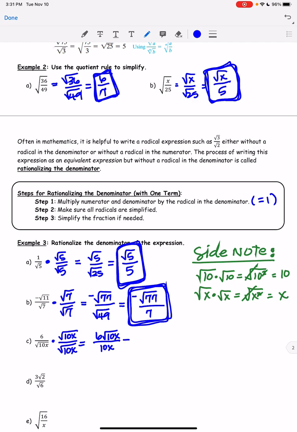Now here we can simplify. I can't simplify anything with that square root 10x, even though that exact same thing is in the bottom, one's inside a radical, one is not. But I can simplify 6 over 10. Divide them both by 2. And we're going to get 3 square root 10x over 5x.